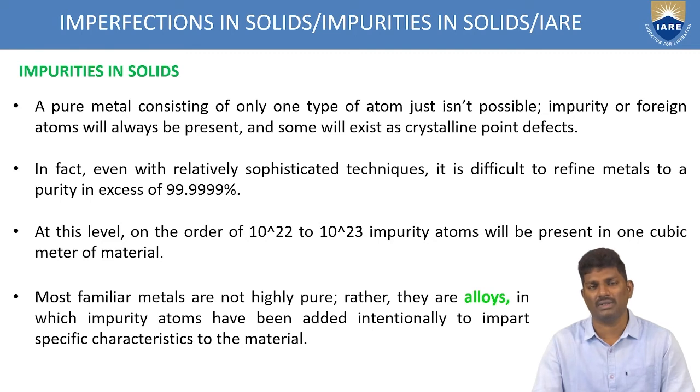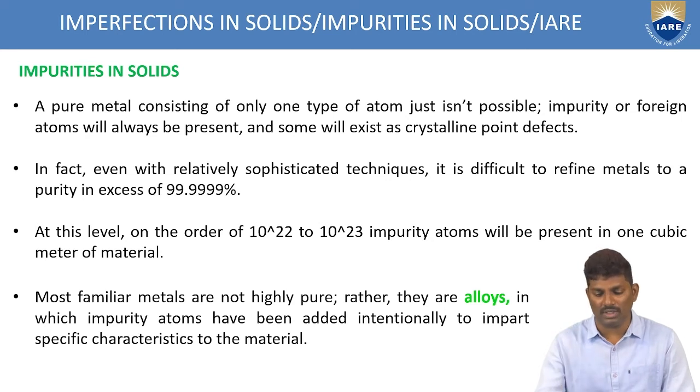During the manufacturing of any metal, some alloys are mixed, and because of that, some impurities are added. So you can't find 100% pure material. That's why it is not possible to create any metal with only one type of atom. Impurities or foreign atoms will be present.